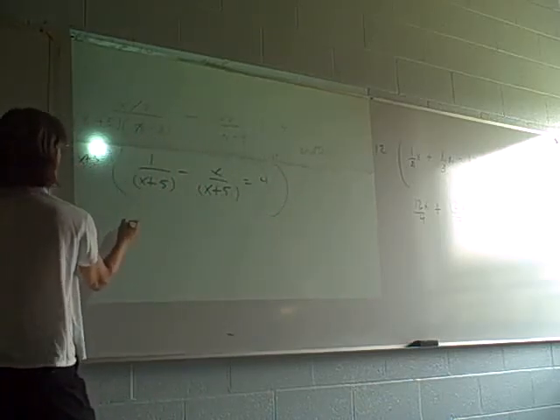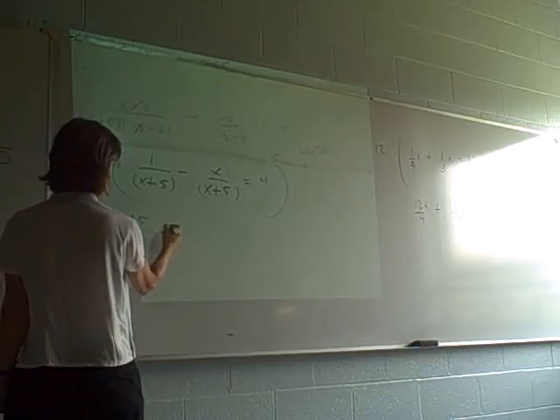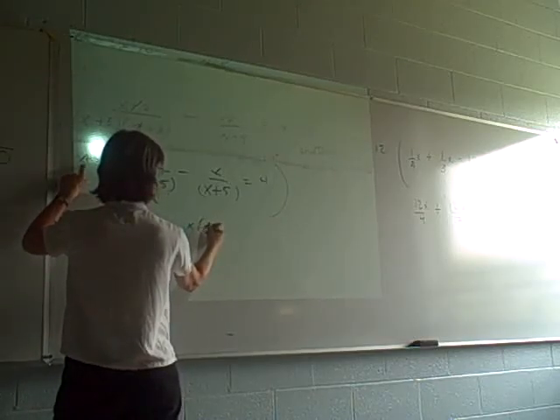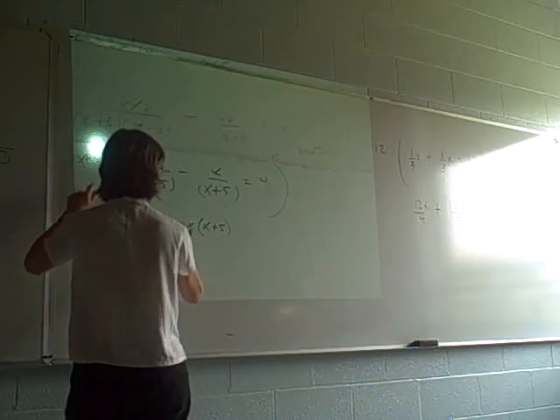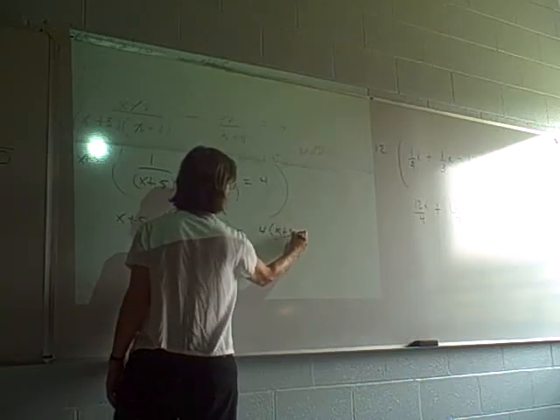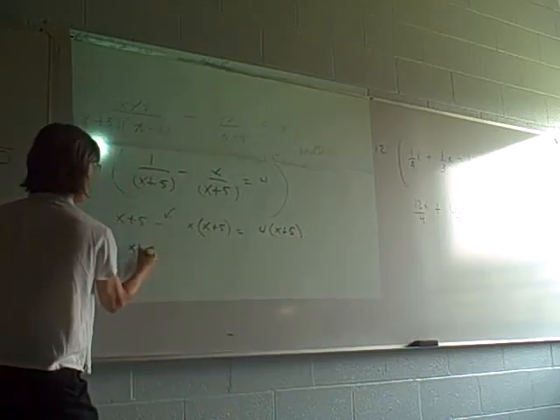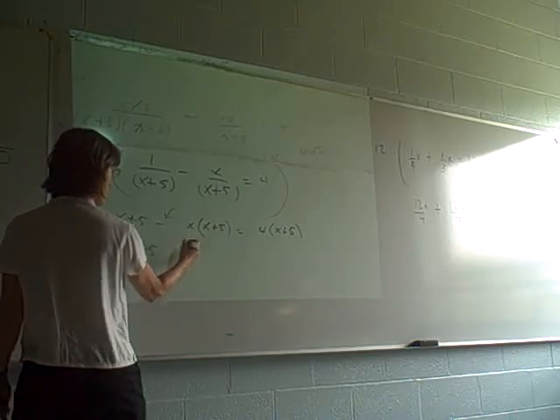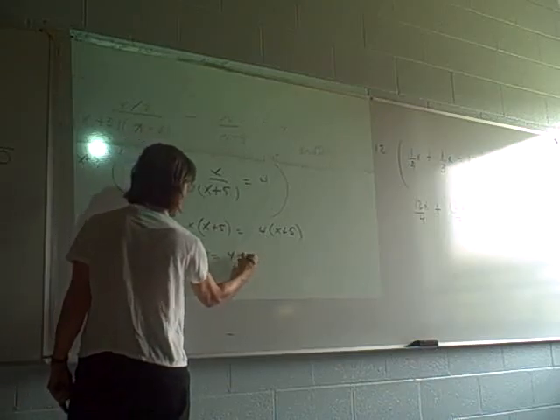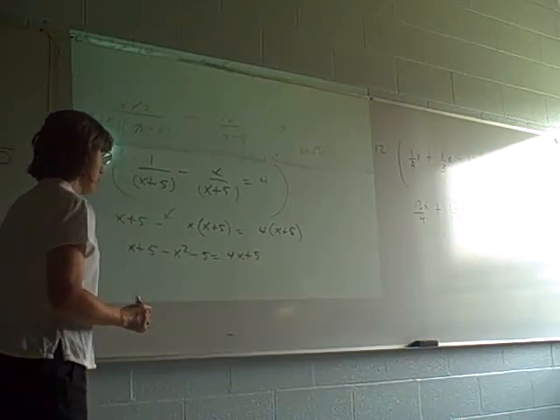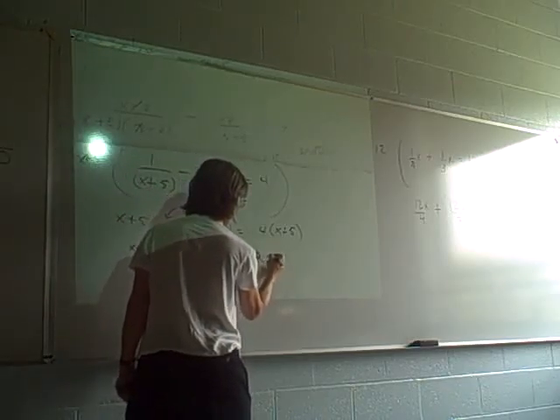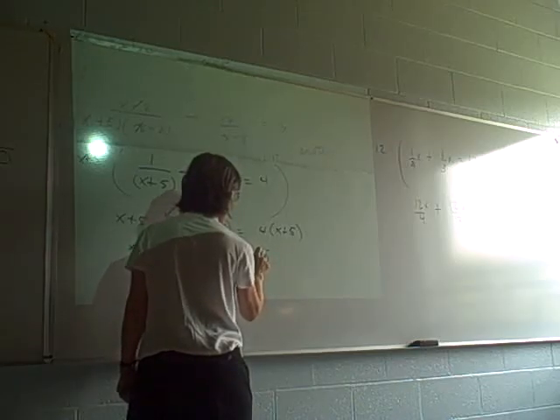So I have x plus 5 minus what? x squared. So it's going to be minus x plus 5, and let's not get messed up with that. It is equal to 4 times x plus 5. I'm going to do x plus 5 minus x squared minus 5 is equal to 4x plus 5. Wouldn't it be 5x? Yeah, it would be, sorry. 4x plus 20 on the right. Sorry, thank you. You have to distribute to that last group.